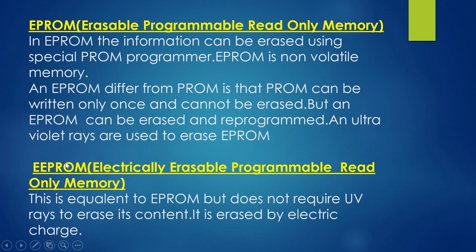Then EEPROM. EEPROM is also erasable, electrically erasable programmable read-only memory. That is, EEPROM is also erasable, but for erasing, we use electric charge. In EPROM, for erasing, ultraviolet rays are used, but in EEPROM, electric charge is used for erasing. That is the difference. PROM is not erasable. EPROM and EEPROM are erasable. EPROM is erased by ultraviolet rays. EEPROM is erased by electric charge.